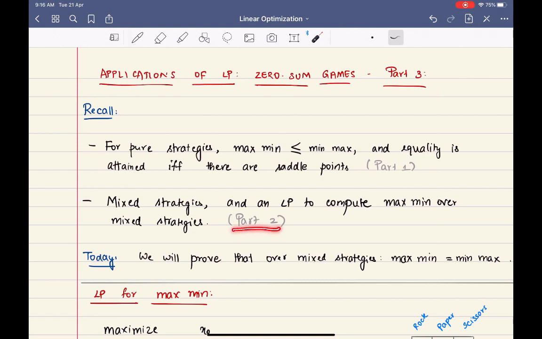And in the last video, in part 2, we introduced this notion of mixed strategies, and we wanted max-min and min-max over mixed strategies. So we saw that computing max-min can be done by a linear program. So we gave an LP to compute max-min over mixed strategies. So what we will see today is that we will prove that over mixed strategies, we will always have max-min equals min-max. Okay, quite contrary to the pure strategy case.